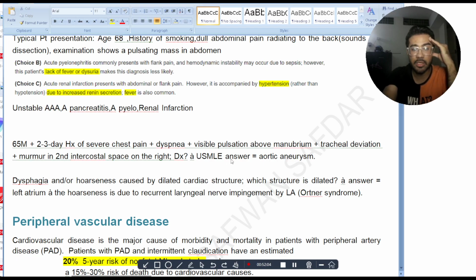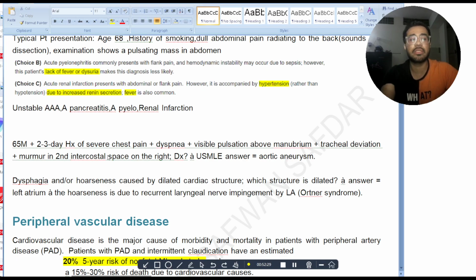So let's see the USMLE answer. Aortic aneurysm: an ascending aortic aneurysm or dilation that would disrupt the aortic valve, resulting in regurgitation. When we discussed the murmurs of aortic regurgitation, I also mentioned aortic root dilation. I also talked about that. So that would result in aortic regurgitation.